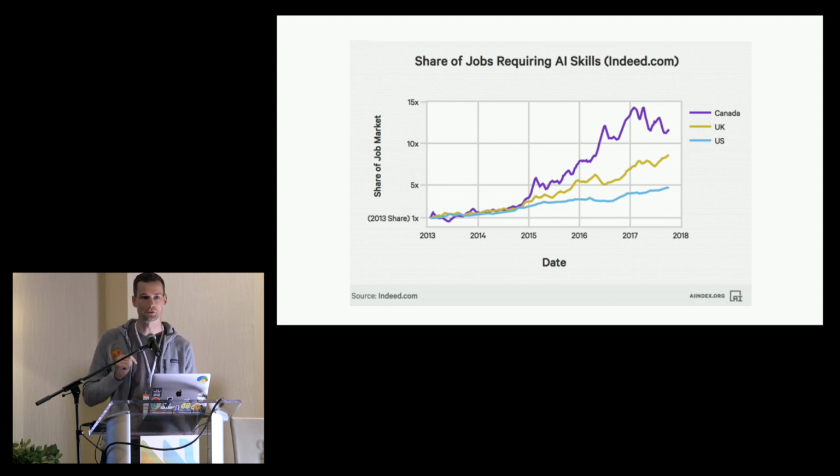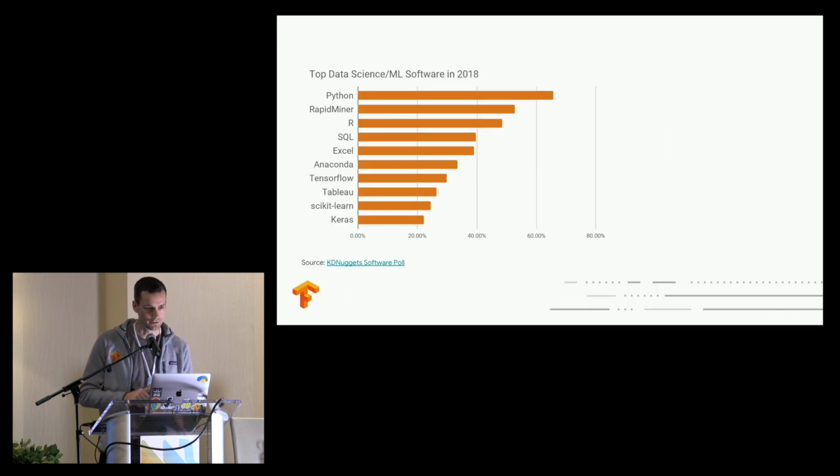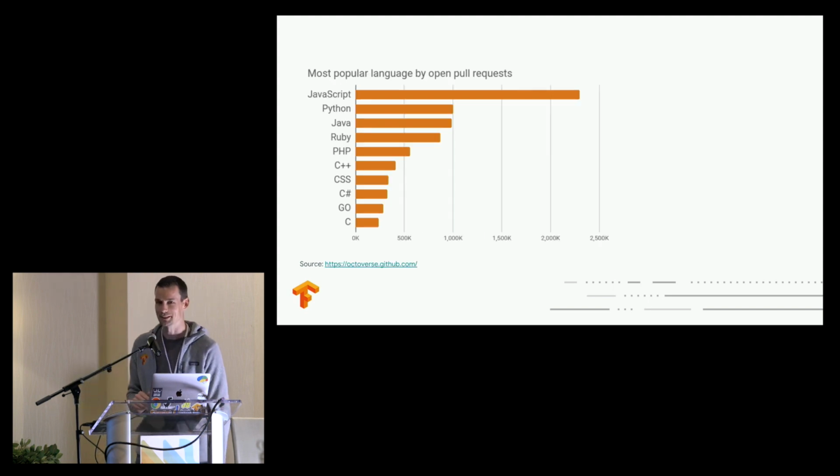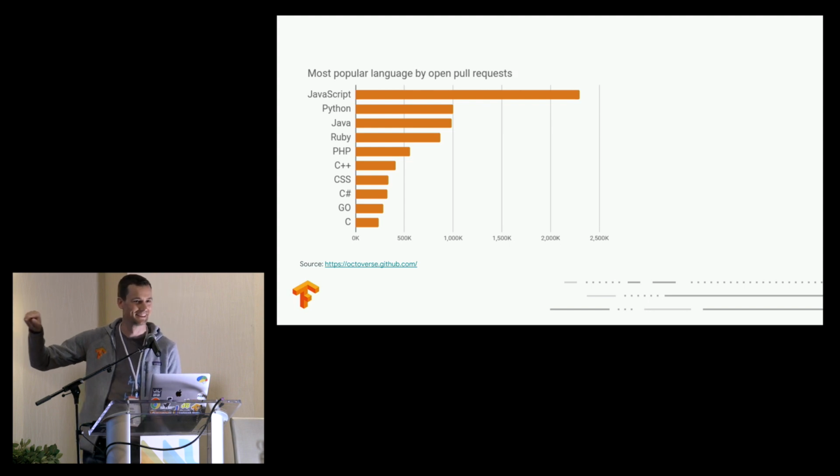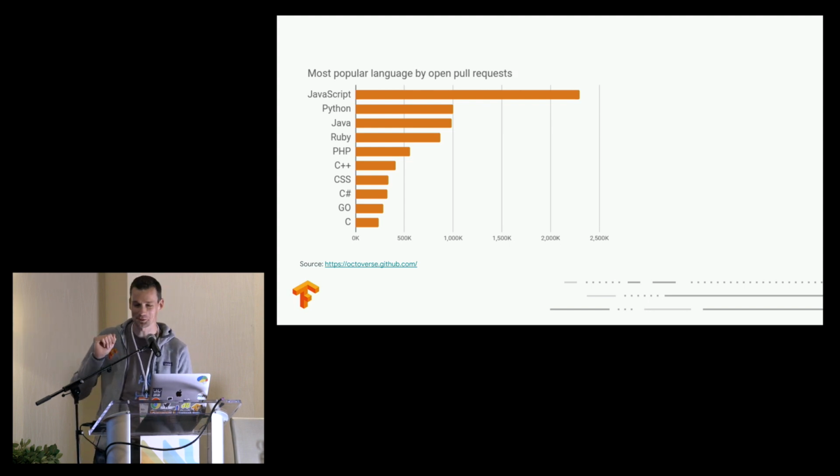Now, if we step back and look at our industry, the spike in jobs that use AI or require some sort of machine learning continues to keep growing. And if we look at trends in the industry, Python is really high up there with R for the language and framework you would use to write machine learning. But on the other hand, if we look at GitHub pull requests, JavaScript is by far twice as popular as Python. And so we thought we might be onto something.